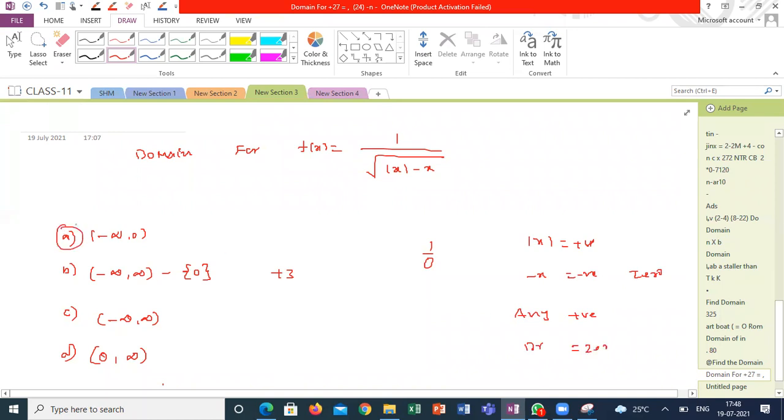So what is the option here? Only A. What is the only possible option here? Suppose if I don't know the answer, what is the possible option? Only the first option is possible. The rest of all the options are giving 1 by 0, so it is not possible.